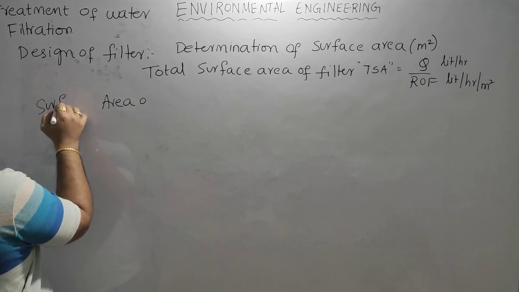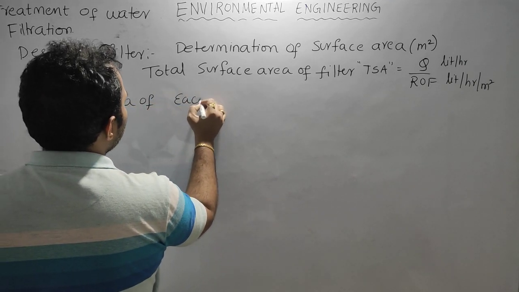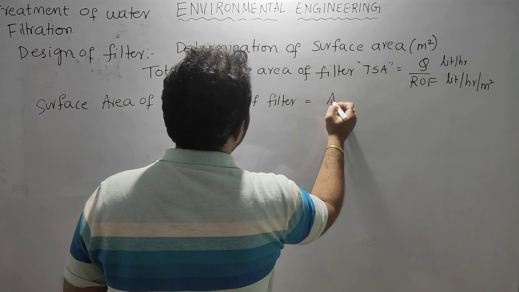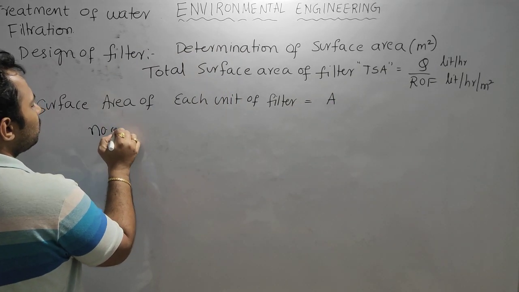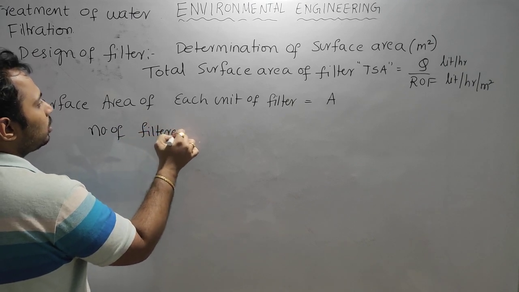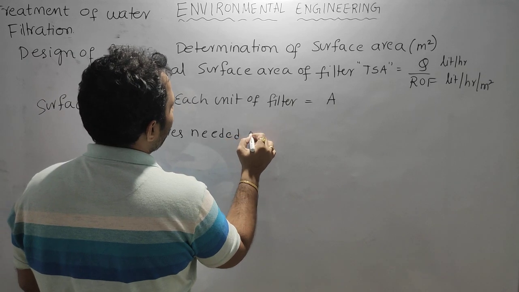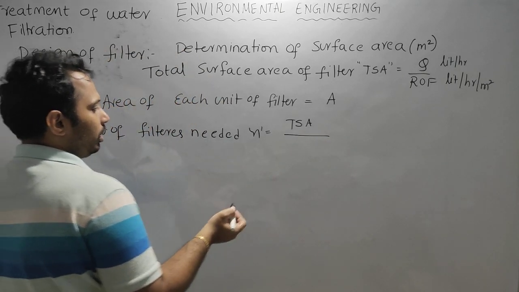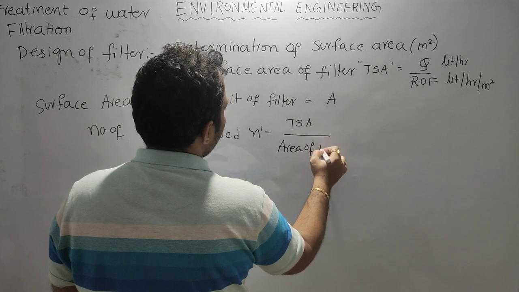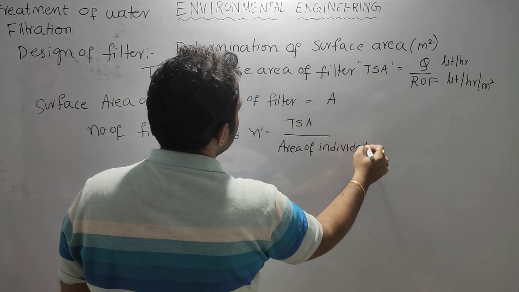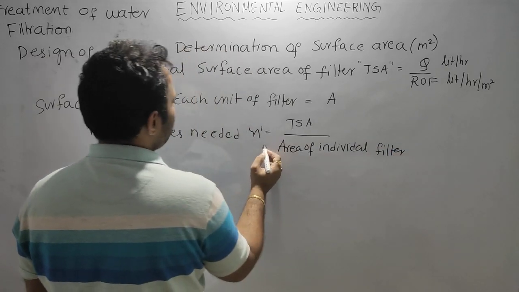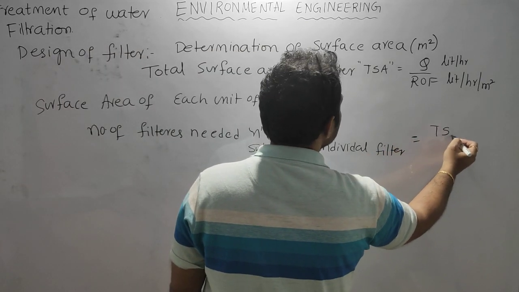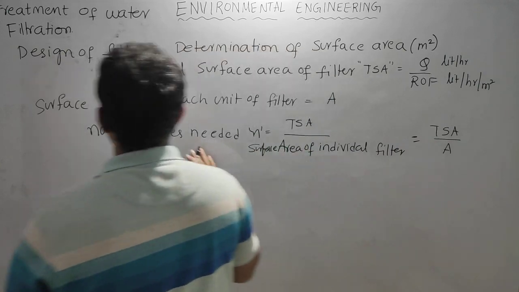For example, now the surface area of each unit of filter is A. So the number of filters needed is equal to N, which is equal to total surface area divided by the surface area of an individual filter, that is, total surface area by A. Then you will get the number of filters needed.